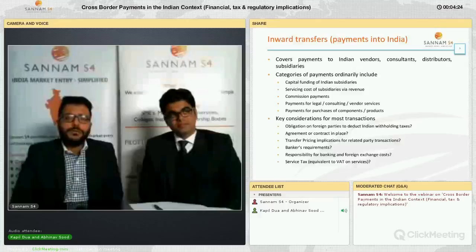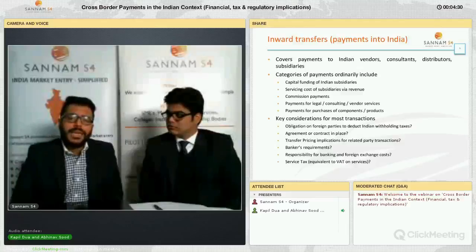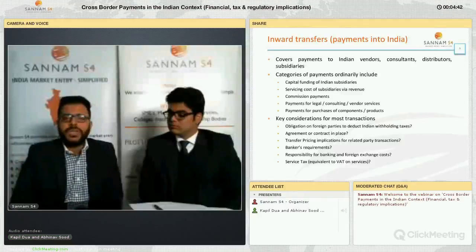Agents, when you have a service provider working for you in India, they're sending business to you, they're doing some sort of services to you, and you end up paying commissions to them. So you are dropping funds directly to their bank account. Payment for your vendors, and payment for purchase of components as well.